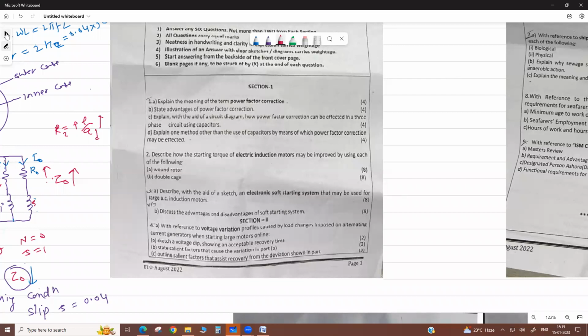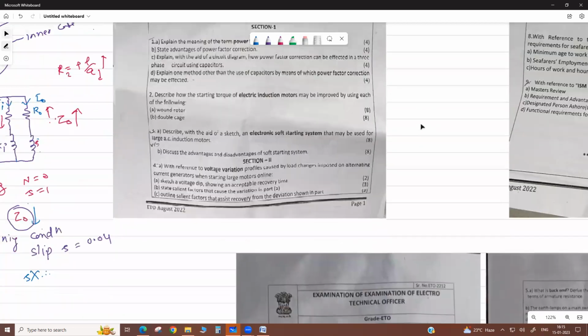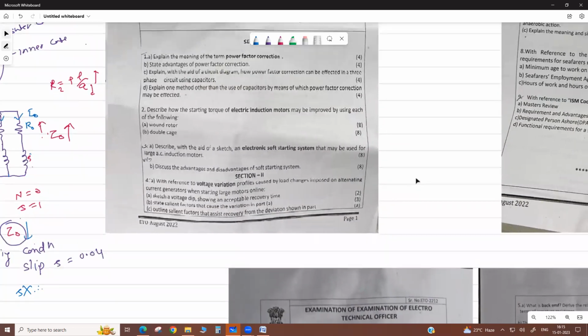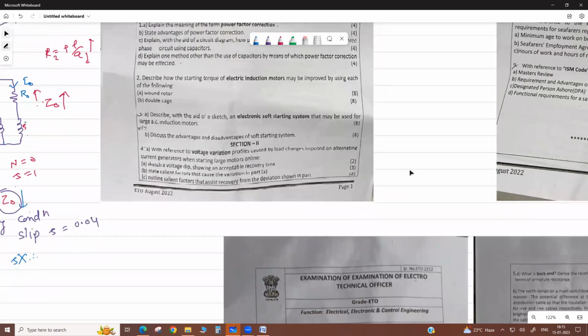Got it? Hello? You know this star delta starter and this soft starter, please. Hello? Audible? Yes, sir. Are you aware or not?